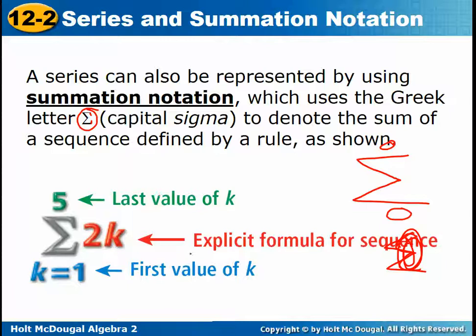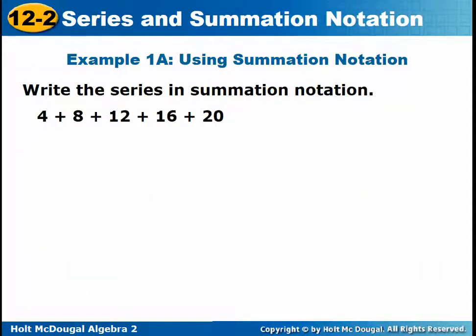So here's an example of a series that is written in sigma notation. So at the bottom, they'll tell you, we use K. We don't use N, we use K. So we're starting with K equals 1. That's the first term. And we're going to go up to 5. And this one is going to have the formula 2 times K. That will change depending on the different series that you have. So here's an example, 4, 8, 12, 16, 20. Now often the hardest part is writing the formula.